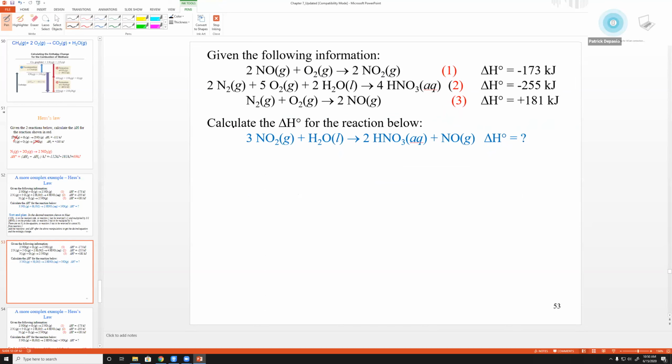Okay, so first look at the equation. 3 NO2. All right, find NO2. NO2 is here. There's 2 of them. NO2 is nowhere else. All right, and we need 3 of them. We have 2 of them. So you can actually multiply equations by 1.5 and flip them at the same time. So we're going to do that because that's the only way to get NO2 on the left side.